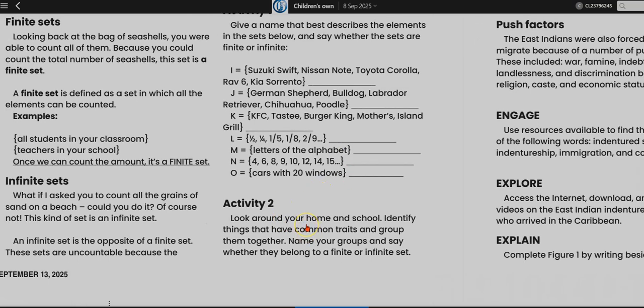Activity 2. Look around your home and school. Identify things that have common traits and group them together. Name your group and say whether they belong to a finite or infinite set.